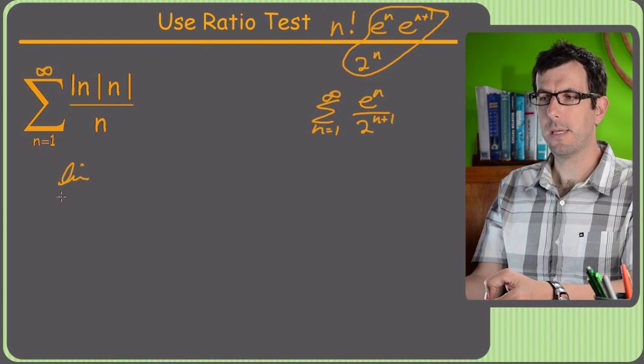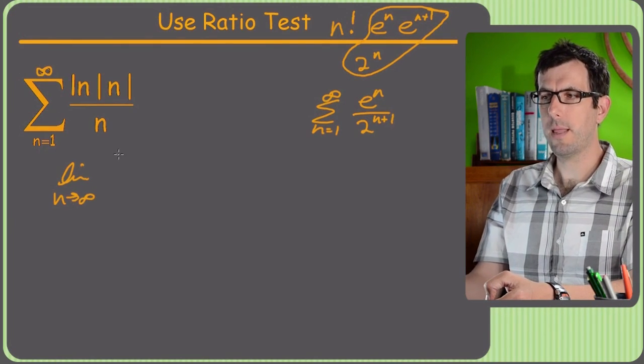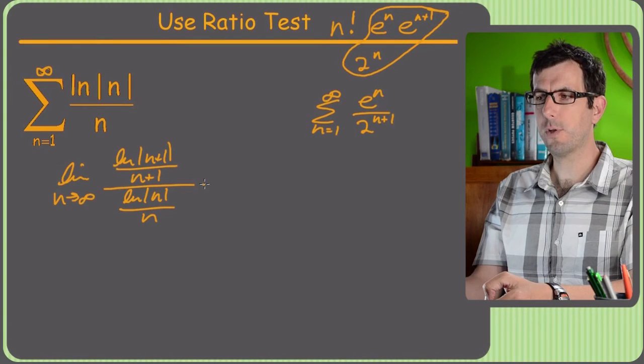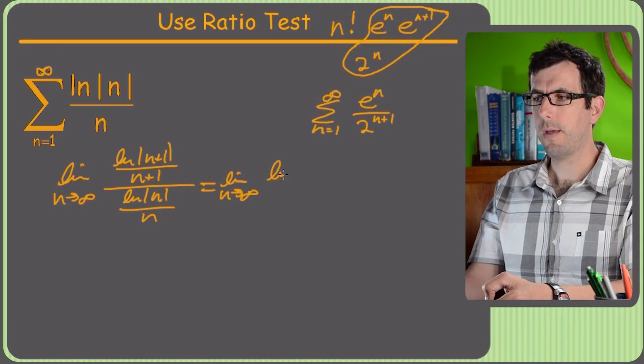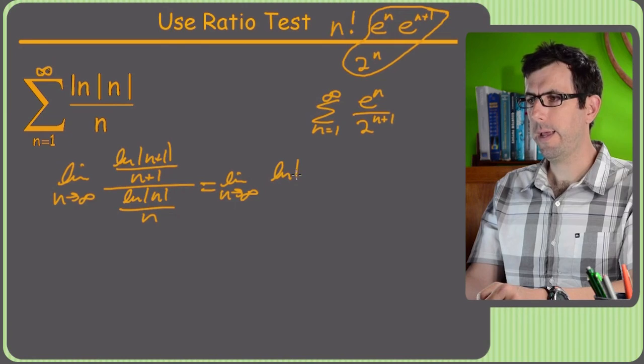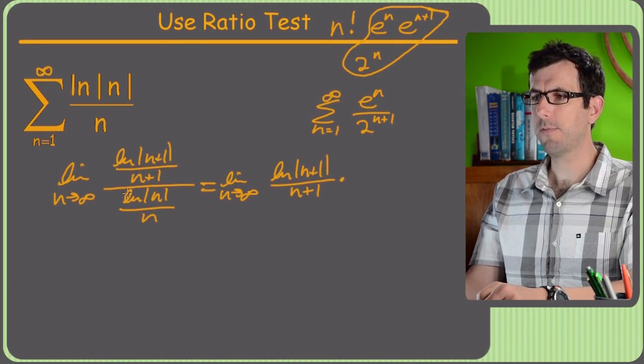So we'll take the limit as n approaches infinity. All right, so we want ln of n plus 1 over n plus 1. That's my a sub n plus 1 term. And then downstairs I've got ln of n over n. All right, so if I just invert and multiply, ln of n plus 1 over n plus 1 times, inverting and multiplying the bottom one, we get n over ln of n.